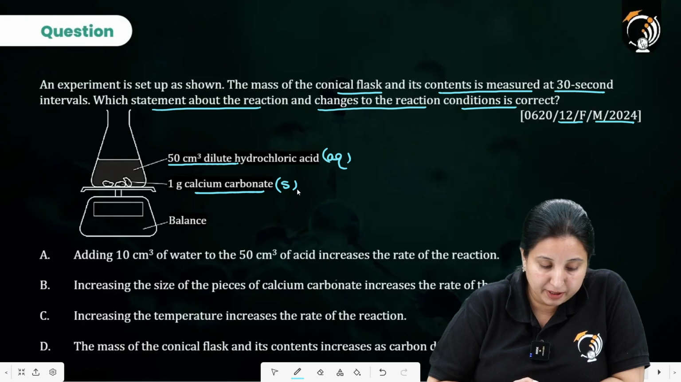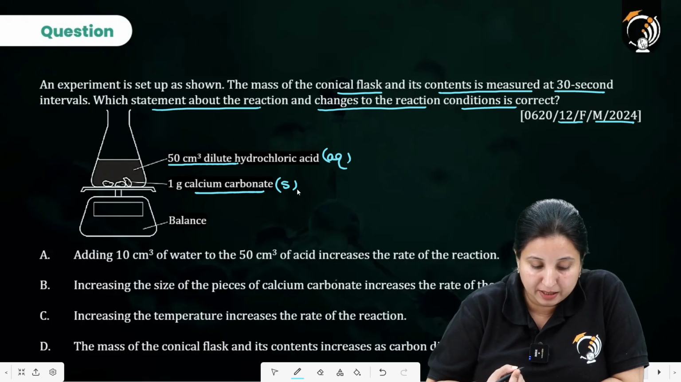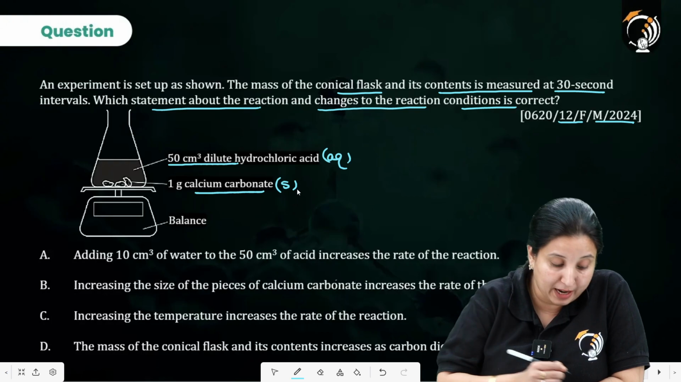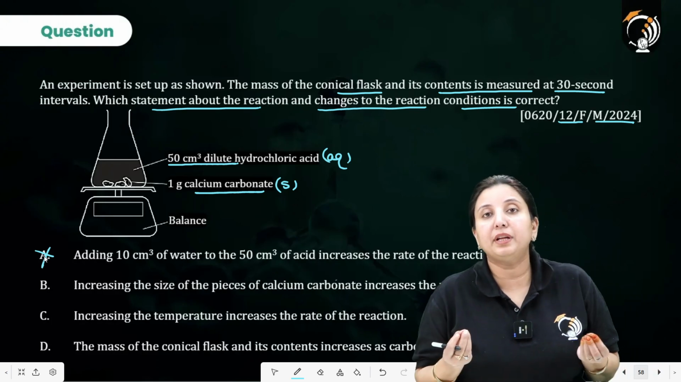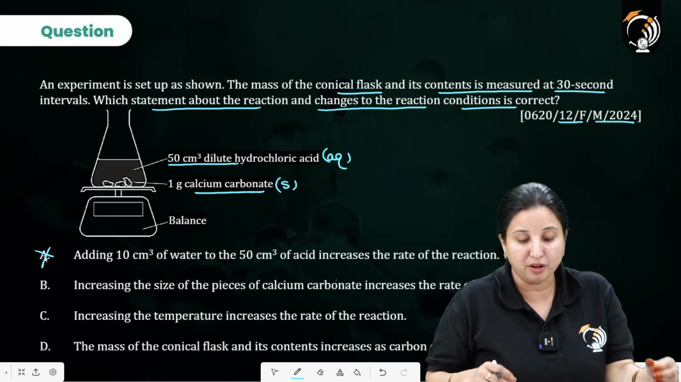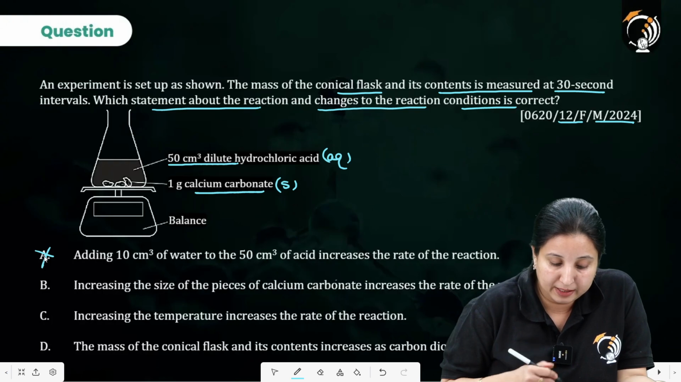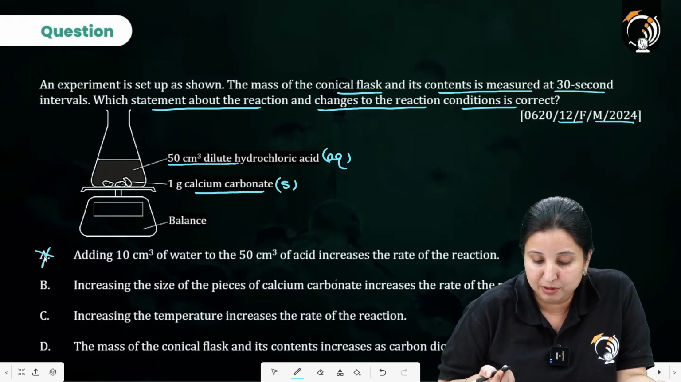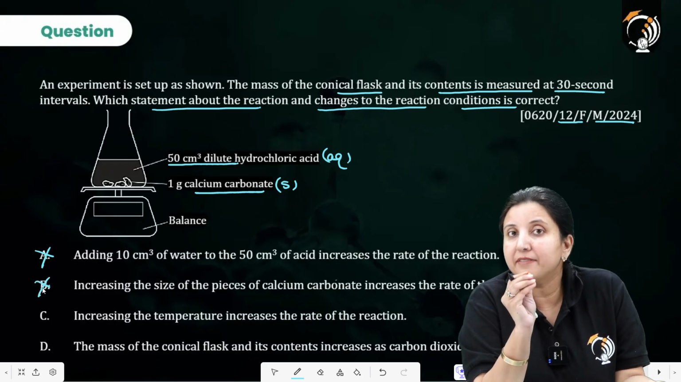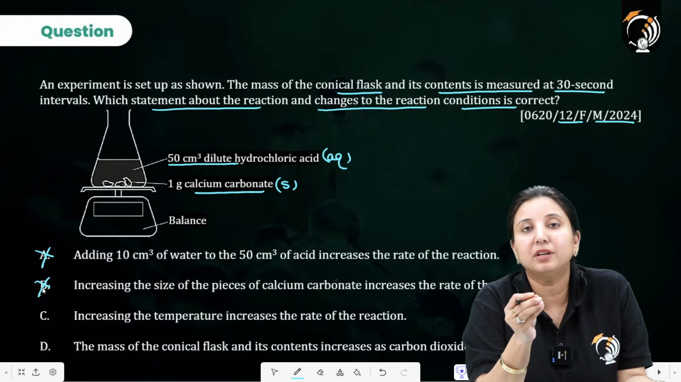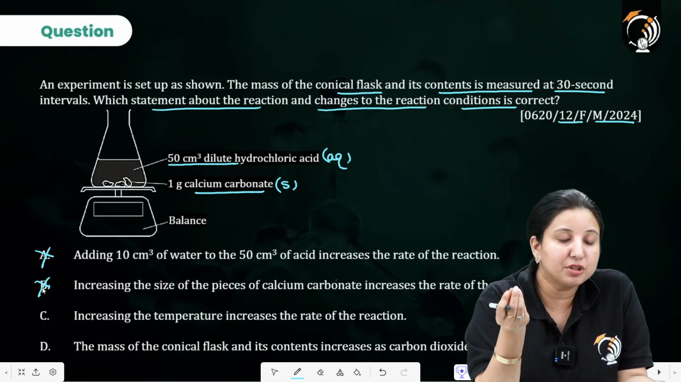Adding 10 cm³ of water to 50 cm³ of acid increases the rate of reaction. No, because when you are going to add water to it, you are diluting it. You are not increasing the concentration of acid over there. Then increasing the size of the piece of calcium carbonate increases the rate of reaction. Again, no. Why? Because we have seen that if you are going to use a powdered substance, then the rate of reaction is going to be more.